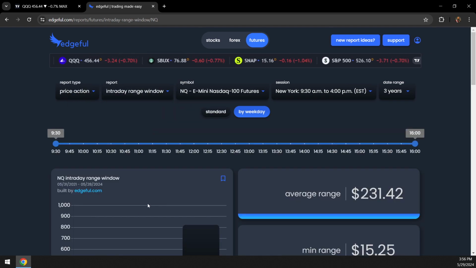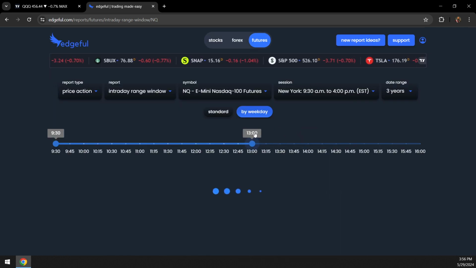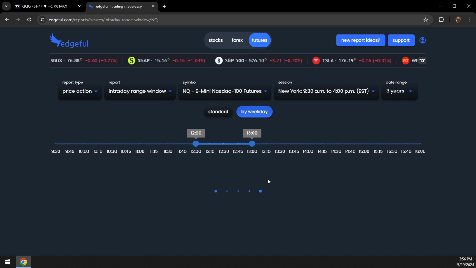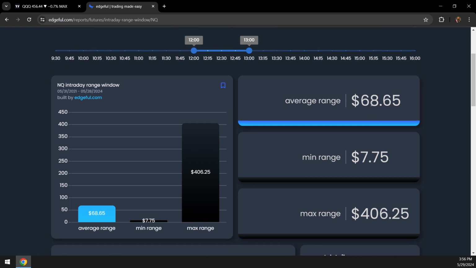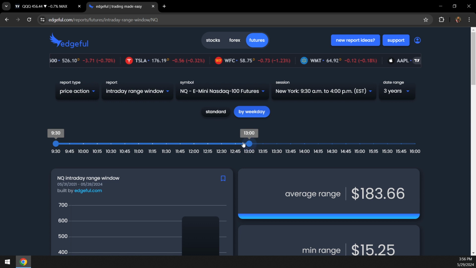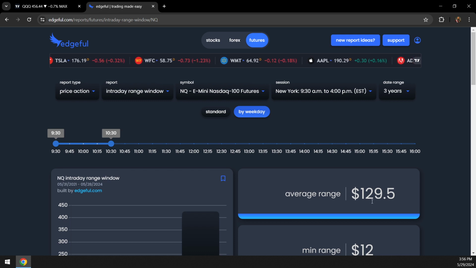Intraday range window. So this one, you can actually slide this and move it and look at, okay, when is the most range happening? We know it slows down a lot during lunch, for example. Your average range during the lunch hour is only 68 points. And look, someday it was terrible, but only 68 points during this time frame right here. Compare that to, let's look at the first hour. The average range of the first hour, 130 points.